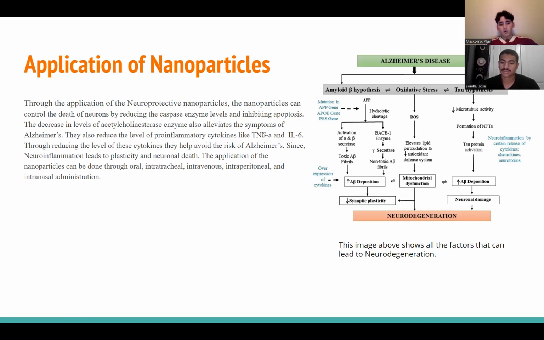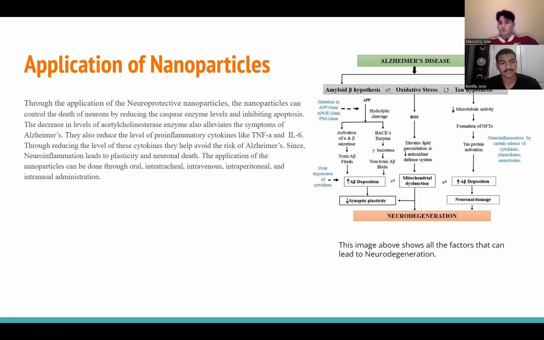They reduce pro-inflammatory cytokines like TNF-α and IL-6. Through reducing these cytokines, they help to avoid the risk of Alzheimer's. So as mentioned, they don't stop it, and they don't solve the problem, but they do alleviate the symptoms, and they do help avoid getting Alzheimer's.